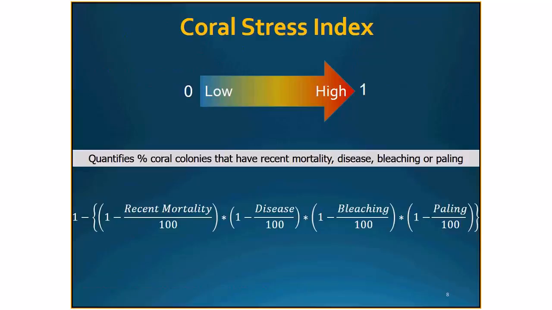Essentially, it quantifies the percent of coral colonies that have either been recently affected by, or recently dead, recently diseased, or bleached, or paling. And this is basically just saying the probability of them being recently dead, or diseased, or bleached, or paling. You add it together. And what you get, final number, is a 0 to 1 score. 0 meaning there's no stress at that site, and 1 meaning it's 100% stress.